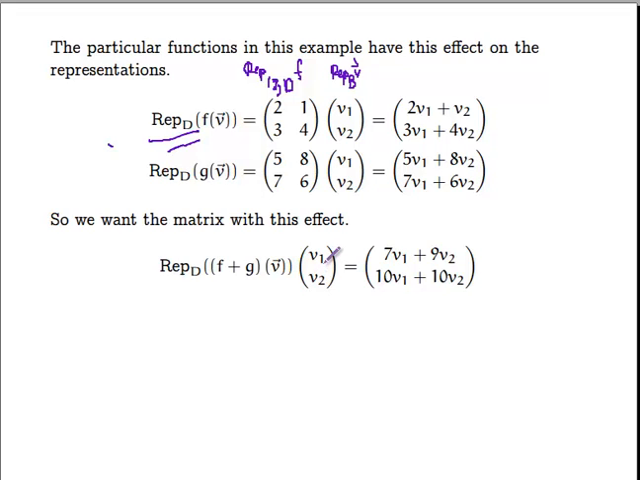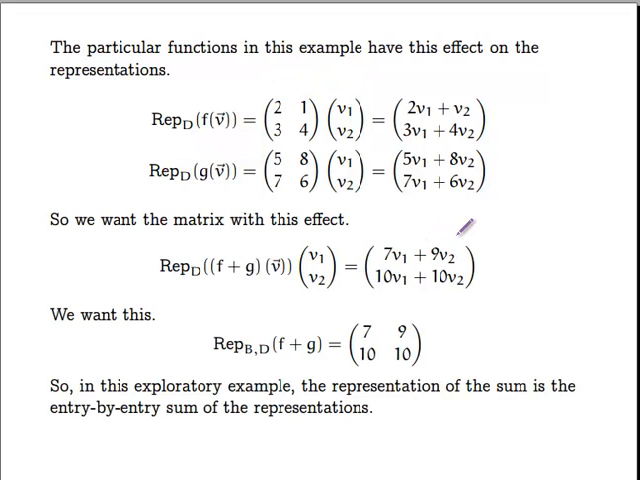Okay. This actually shouldn't be here. You should just have representation of f plus g. So we want to get a matrix that gives us this result when acting on v1, v2. And clearly, if you take this matrix and multiply by the column vector v1, v2, I get this result. The upshot is that the representation of f plus g turns out to be exactly the sum of this matrix, which we called capital F, and this matrix, which we called capital G.